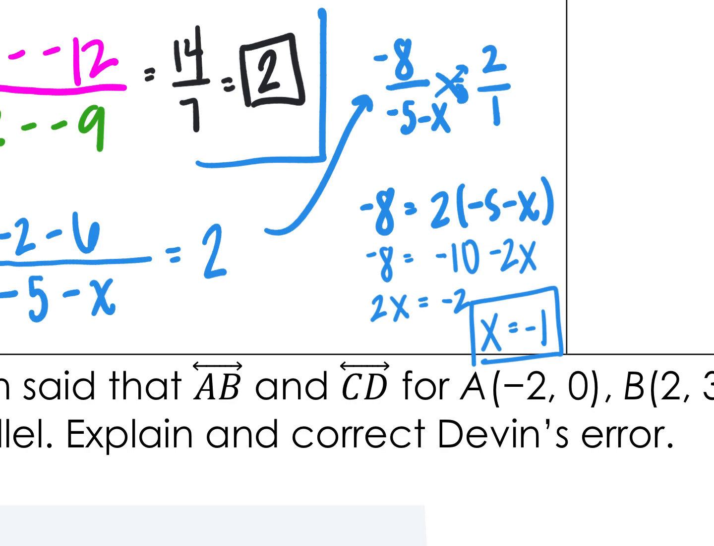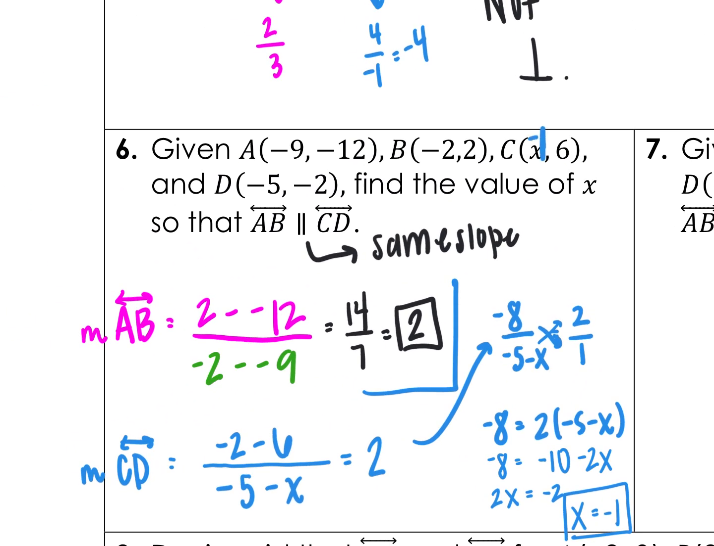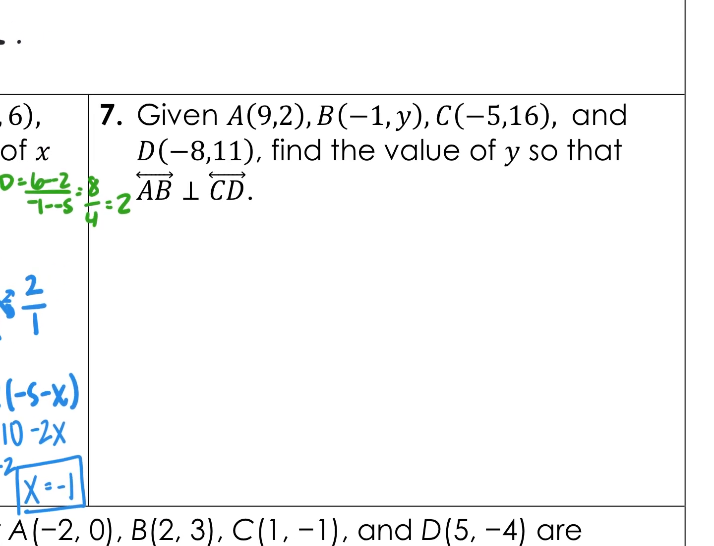If we have an x value of -1, then the lines should be parallel to each other. You can double check yourself, go back up here, find the change in the y's over the change in the x's. So 6 minus -2 over -1 minus -5 would give us 8 over 4, which gives us a slope of 2, which is exactly what we wanted it to be. So your final answer there would be x equals -1.